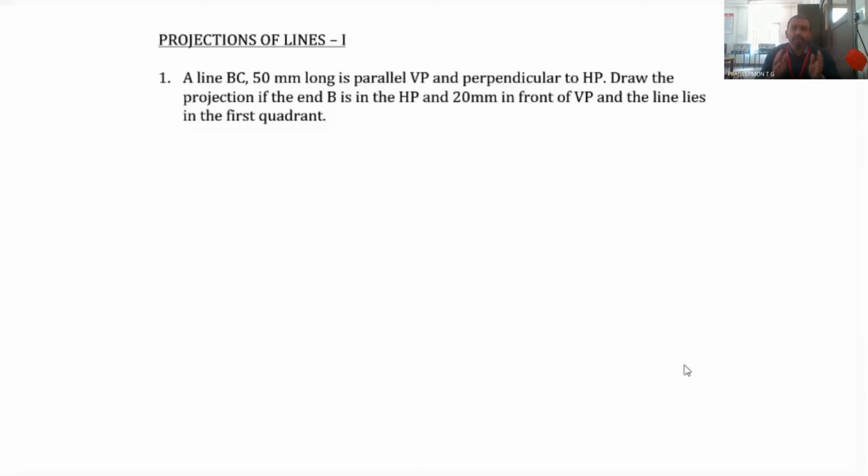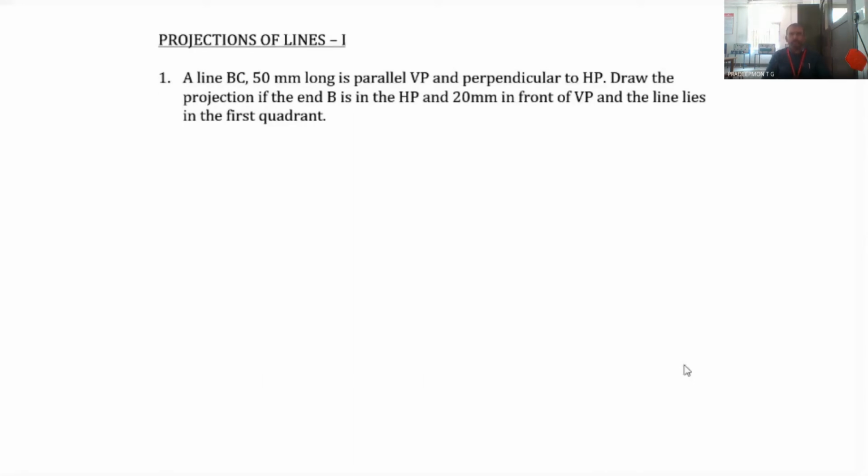In this case, the line is parallel to VP and perpendicular to HP, our first condition. Then draw the projections if the end B is in HP and 20 millimeter in front of VP, and the line lies in the first quadrant. So that is the condition. A line BC 50 millimeter long is parallel to VP and perpendicular to HP. Draw the projections if the end B is in the HP and 20 millimeter in front of VP and the line lies in the first quadrant.